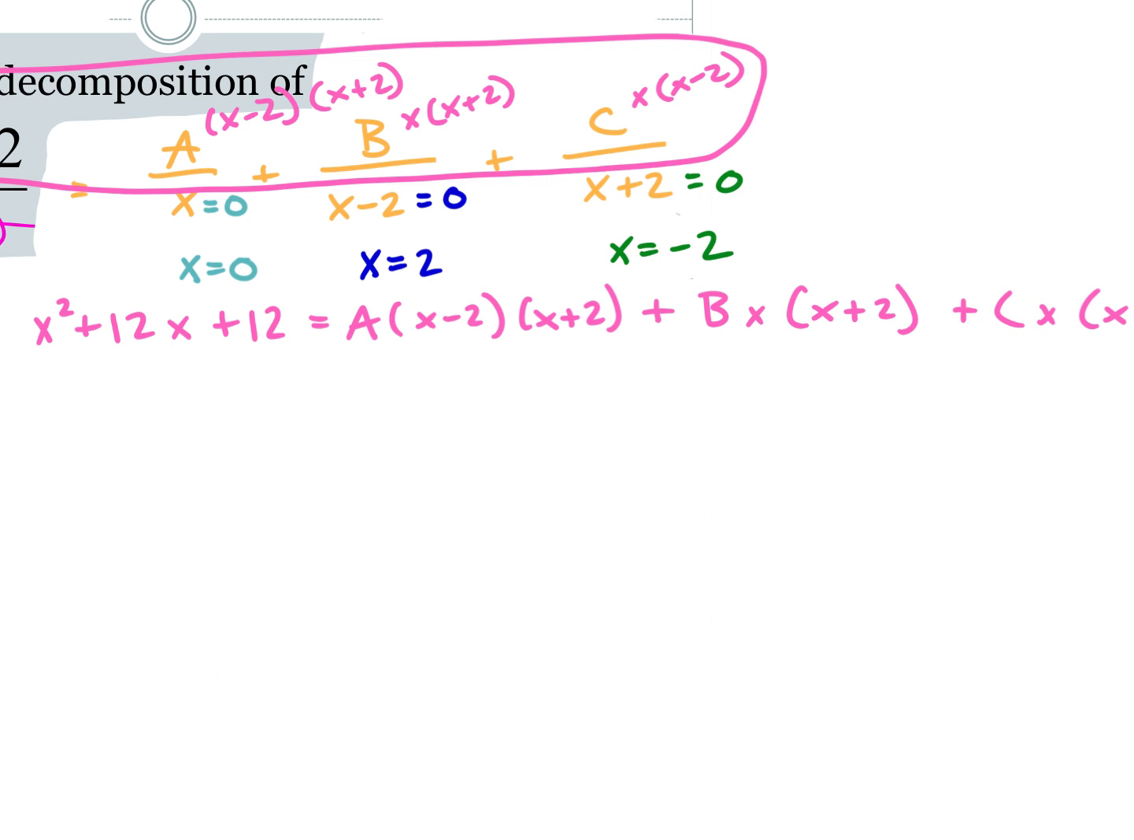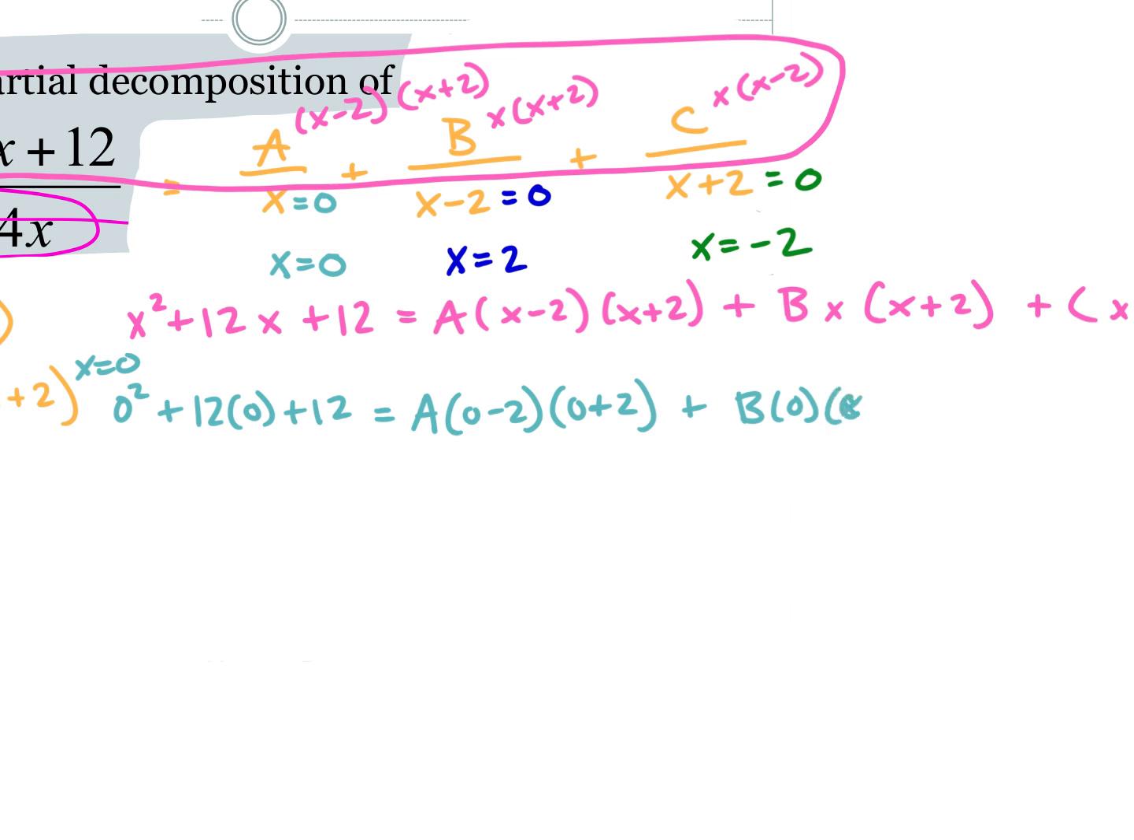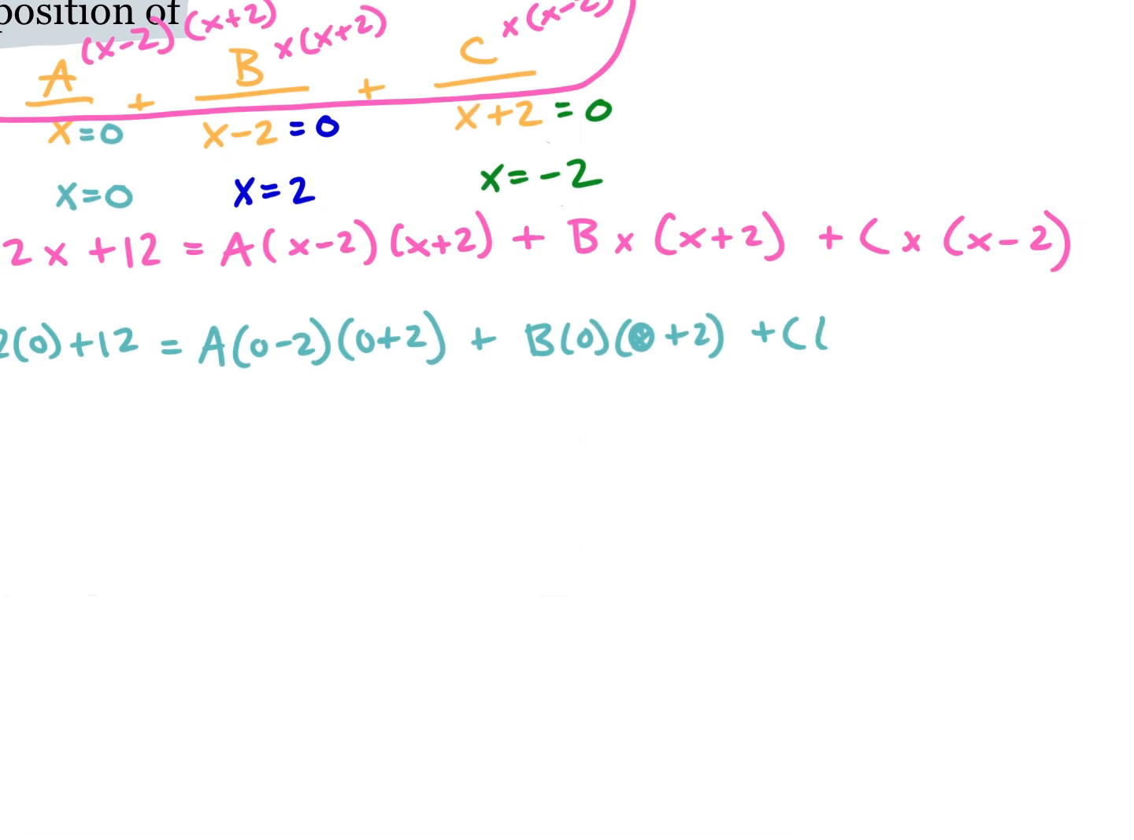So it's a little bit more work than the last question that we did, but it's okay. We've got A, B, and C to find now. So let's start by plugging in 0. So I have 0 squared plus 12 times 0 plus 12 equals A times 0 minus 2 times 0 plus 2 plus B times 0 times 0 plus 2 plus C times 0 times 0 minus 2.